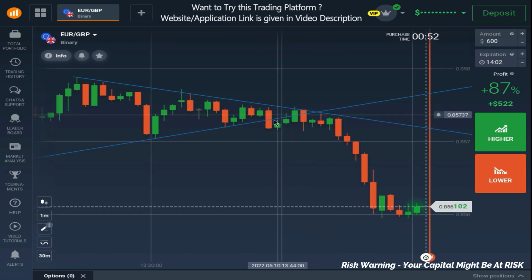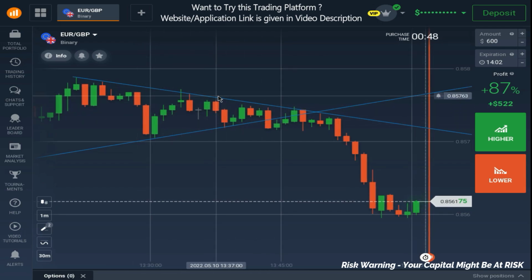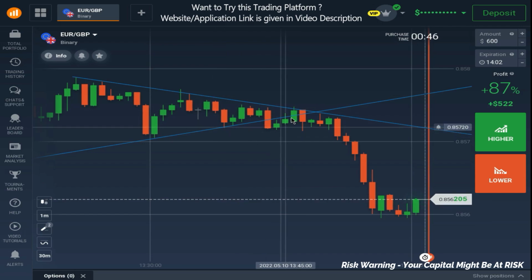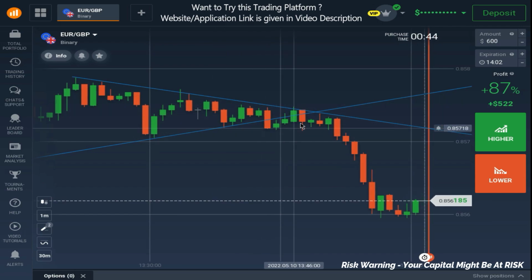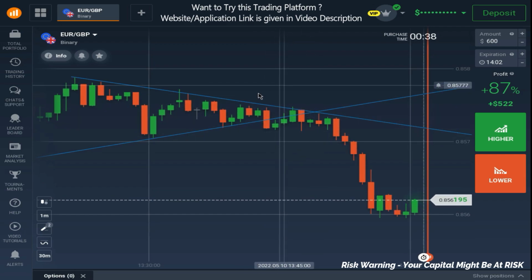The volume was missing, the resistance trend line was working, meaning that the market will fall down further, but only if sellers are interested, which was missing here. And so we lost the second trade. We won the first trade, but we lost the second trade.